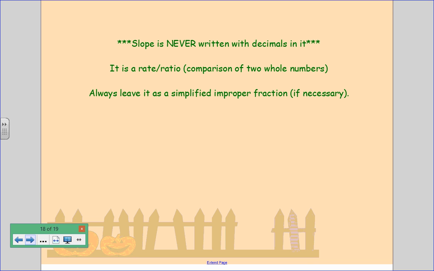And a couple last minute reminders, last things you'll need for your homework. Slope is never written with decimals in it. So we have gone over how to get rid of a decimal in a fraction. You would multiply top and bottom by 10 or 100 or something like that to get rid of decimals, but slopes never have decimals in them. They are a ratio comparing two whole numbers, which is why we write them as fractions. And we'll always leave it in a simplified improper fraction form, meaning that we will not give mixed numbers.